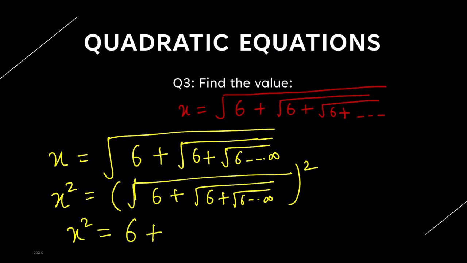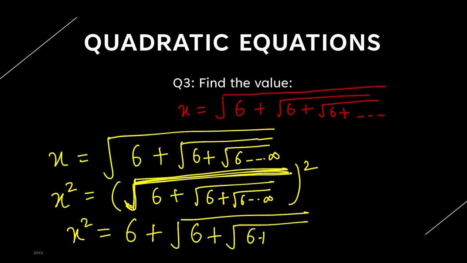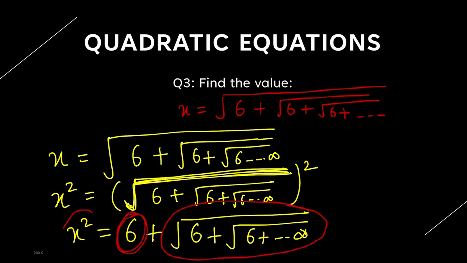This bigger root will be gone. This square root will be gone. I will be left with 6 plus under root 6 plus till infinity. Now this part is separate, and I am able to free a 6 here by doing a square root. I hope this is clear. I just have done squaring both sides. Now x² is equal to 6 plus, what is this part?